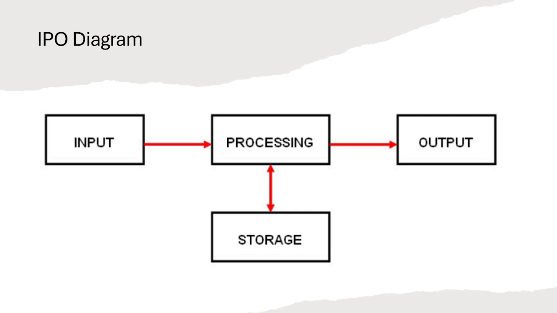And output, we could see that the word output and the word display are synonymous. If ever we're having issues in identifying terms, output, display, print, write, all of those words that are synonymous with output, we can use interchangeably. But for the concept of an IPO diagram, we have to use the words input, processing, output, and storage.